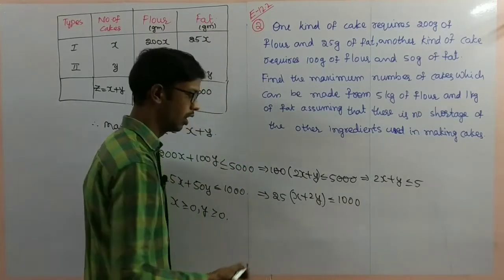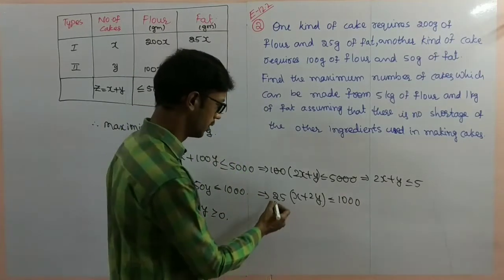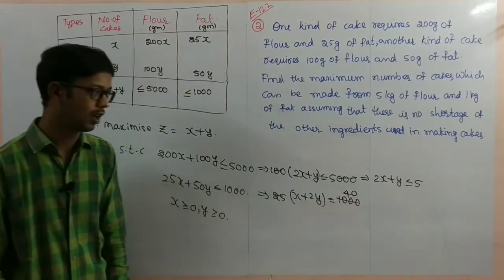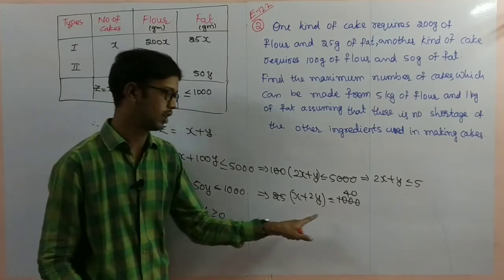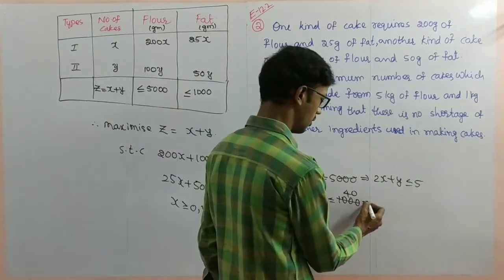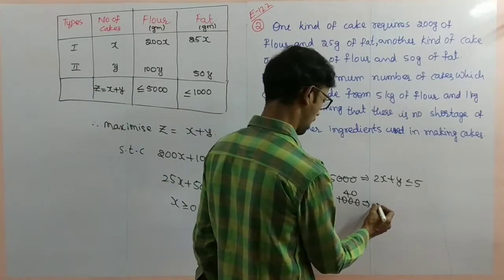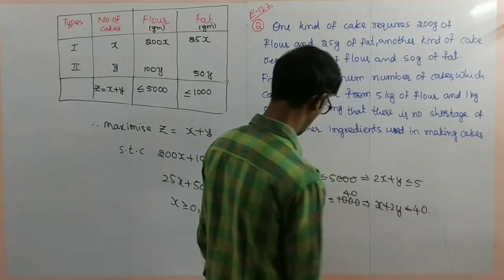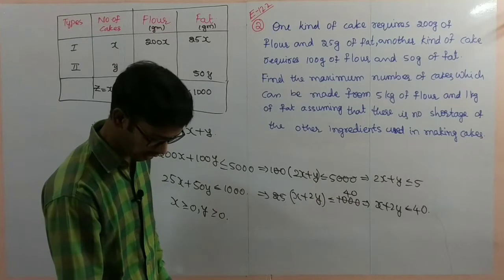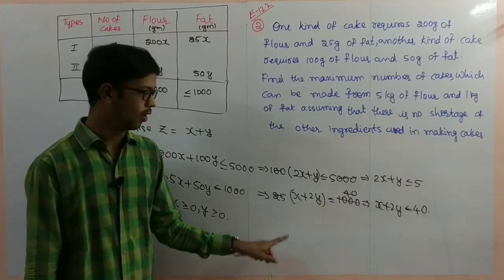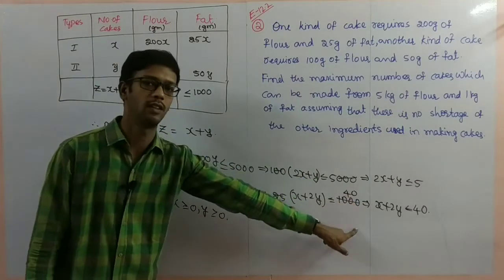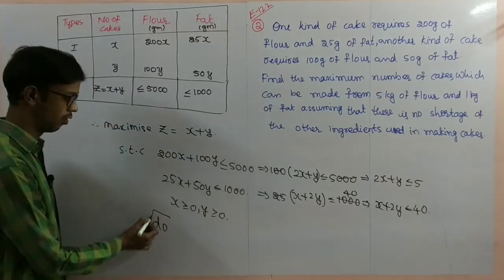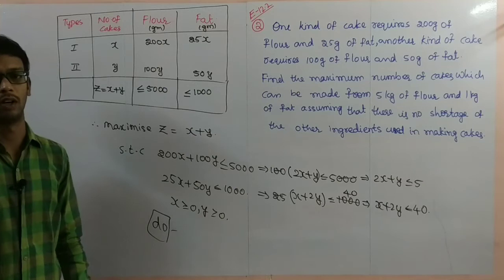Here how much will you get? 4 25s are 100, so you will get 40. X plus 2Y is less than or equal to 40. This is one constraint, this is another constraint. These are the non-negative constraints. Do the graph as homework. Pause the video to note it down.